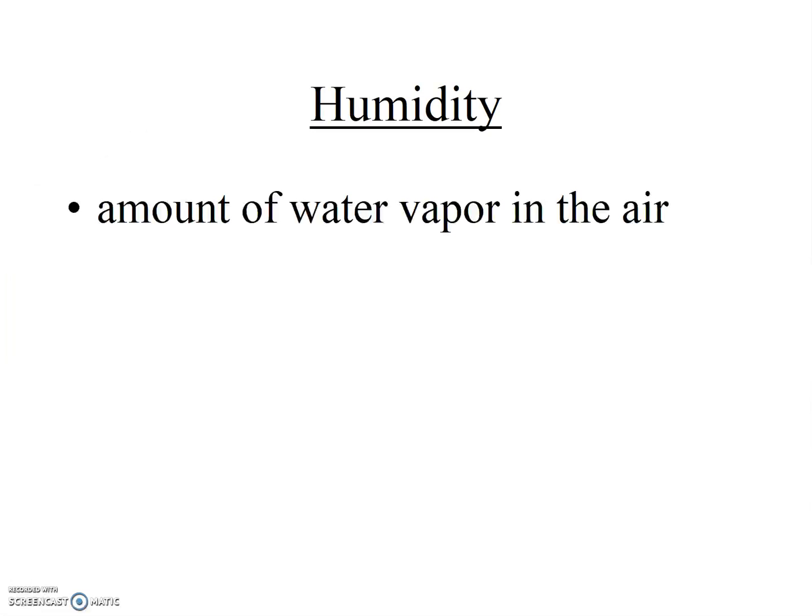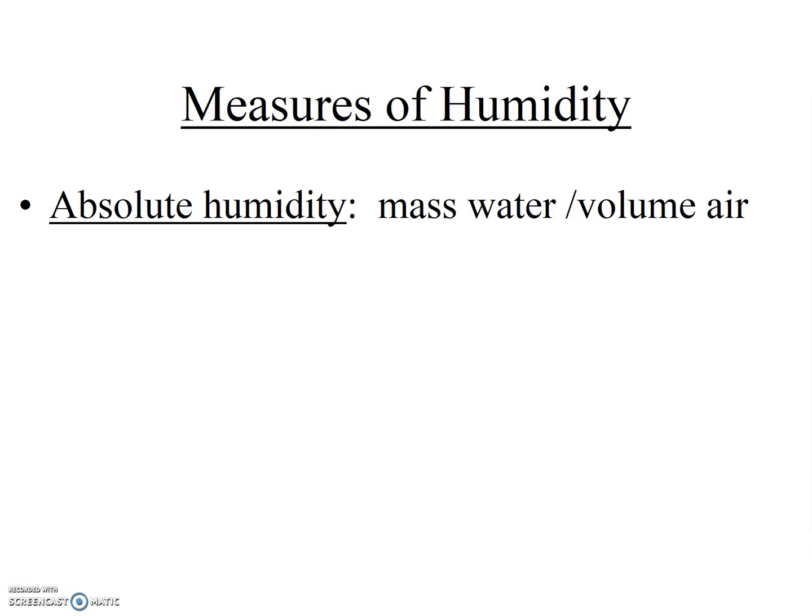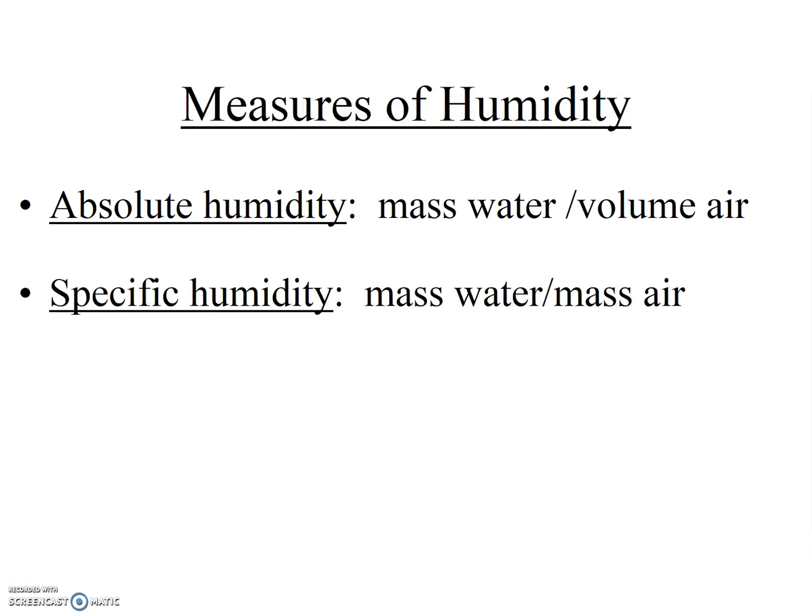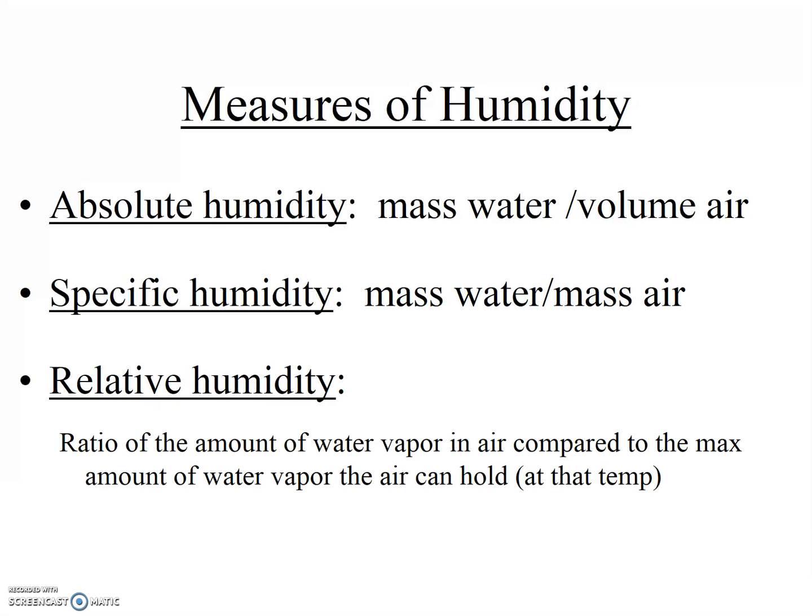Humidity is the amount of water vapor in the air. There are several different ways that humidity can be expressed, and I've listed a few here. Absolute humidity refers to a mass of water in a particular volume of air. Specific humidity refers to a mass of water in a mass of air. Because air can change volume as it rises and falls, because it expands and gets compressed, we are generally going to see specific humidity referred to when we're talking about rising and falling air.